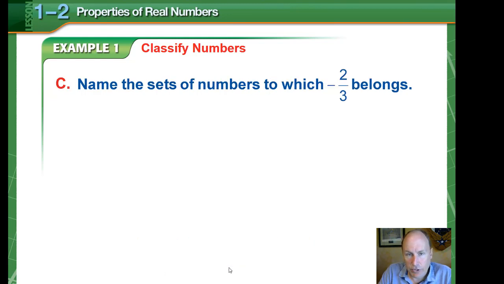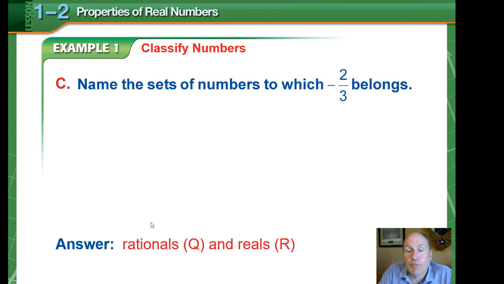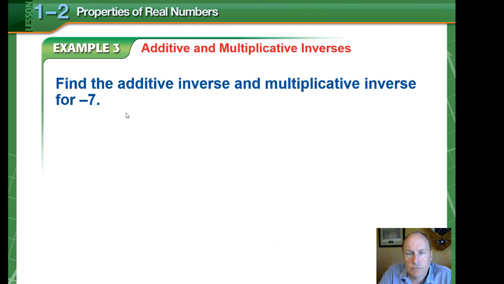Let's look at negative 2/3. Negative 2/3 belongs to the rational number set because it is a ratio itself, and of course it belongs to the real numbers as well. It's not an integer or any subset of integers because it cannot be written over 1.